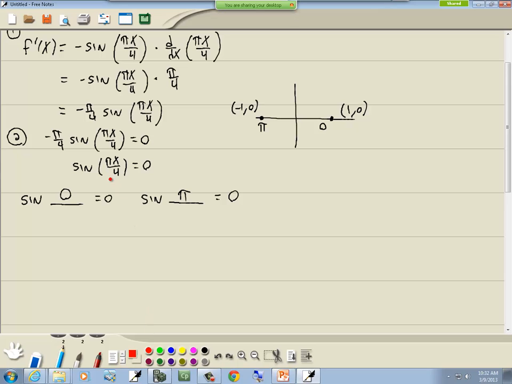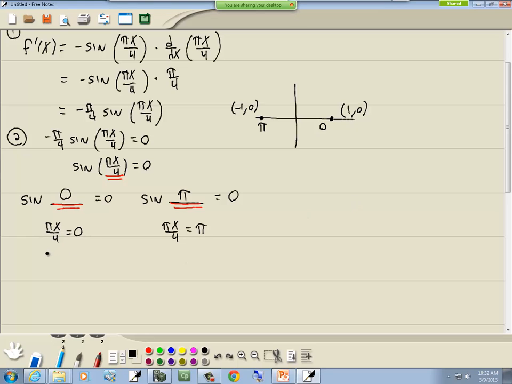Whenever you have more than a single x, you have to take what's inside the parentheses, the pi x over 4, and set it equal to what we just found. So we get pi x over 4 is equal to 0. And we'll also set pi x over 4 equal to pi. Let's see what these give us and then see if we need to go further.